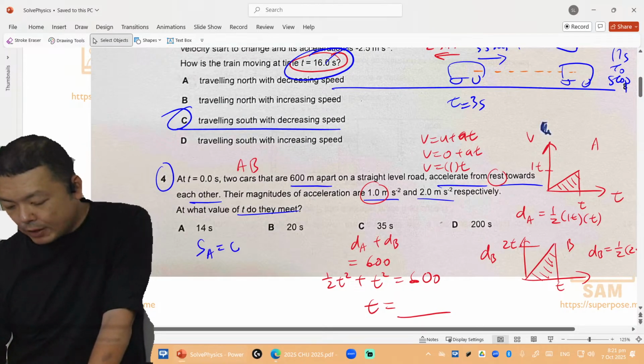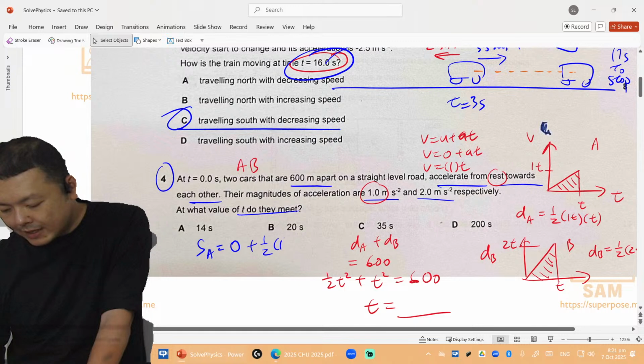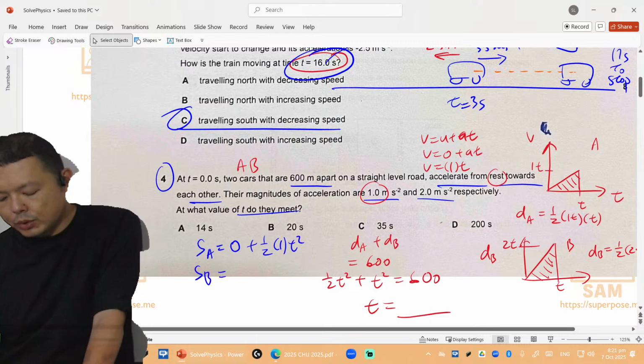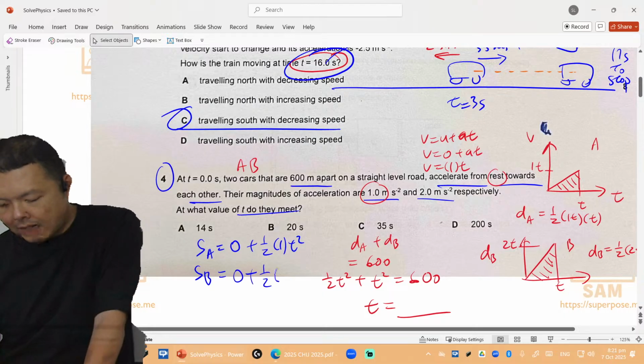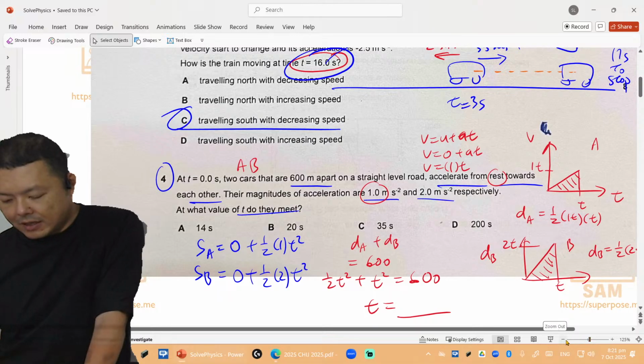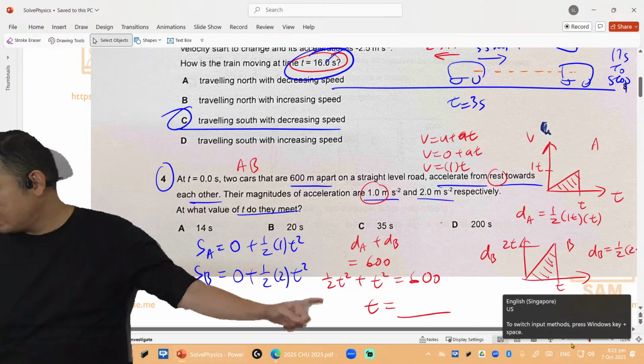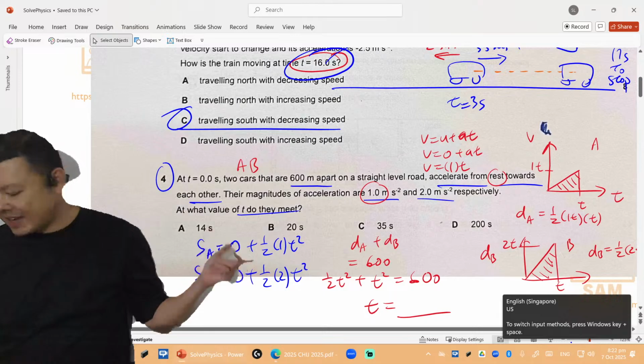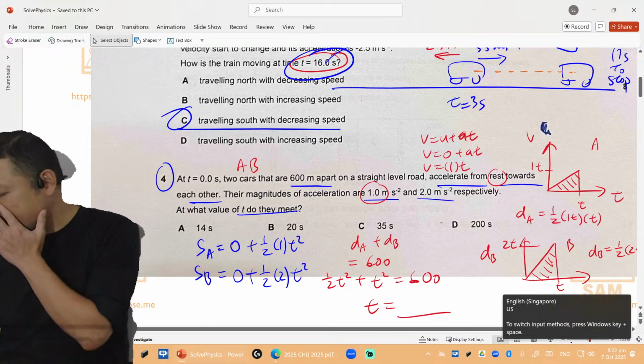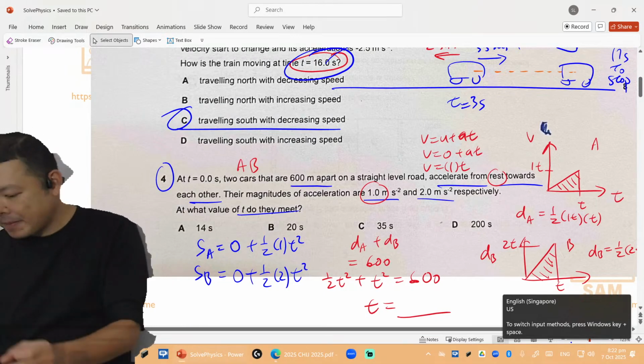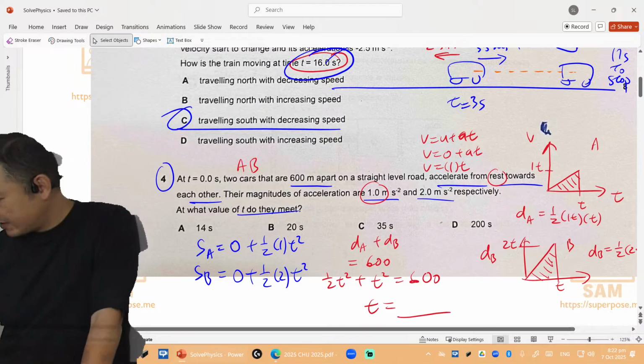So SA equals 0 plus half 1 t squared. SB equals 0 plus half 2 t squared, right? Yeah, it's the same thing. Then you just equate it again to 600. SA plus SB is 600. Yeah, that's right. Okay, quite an annoying question actually.